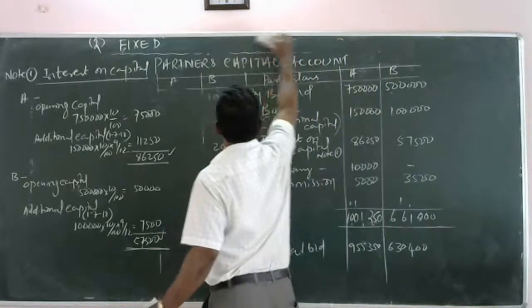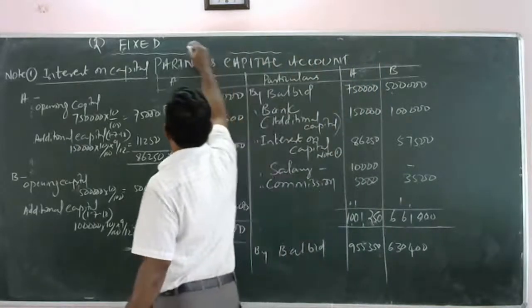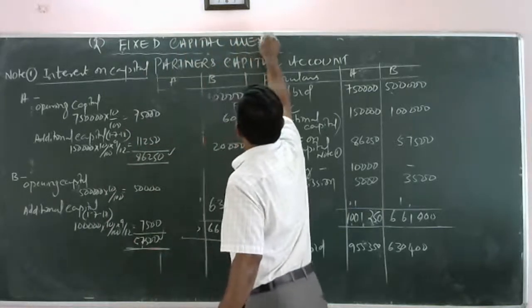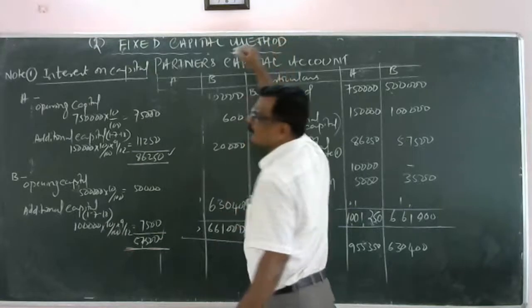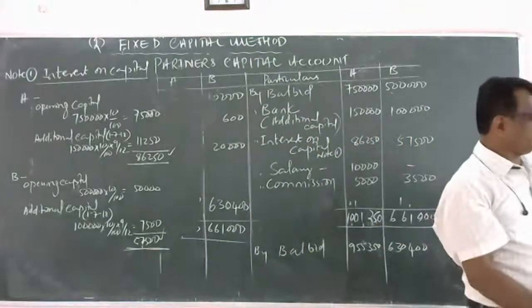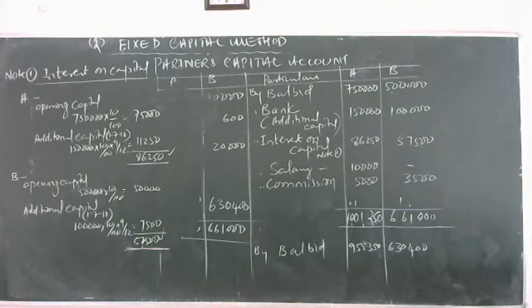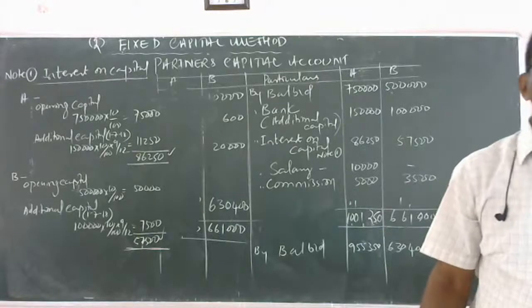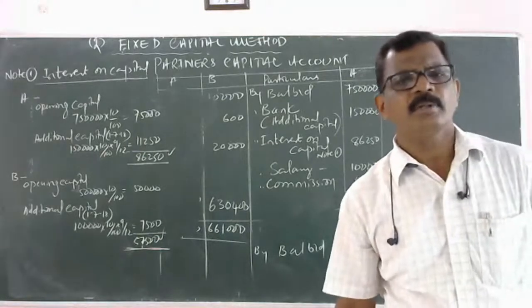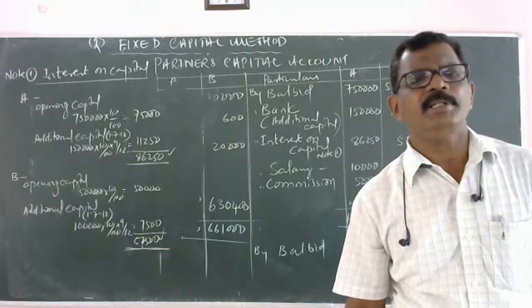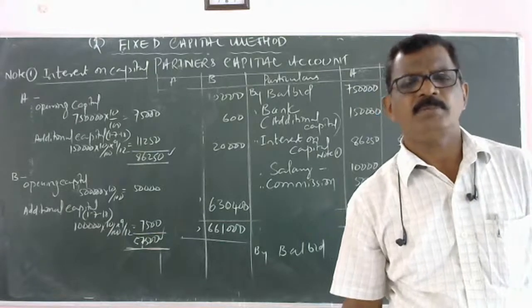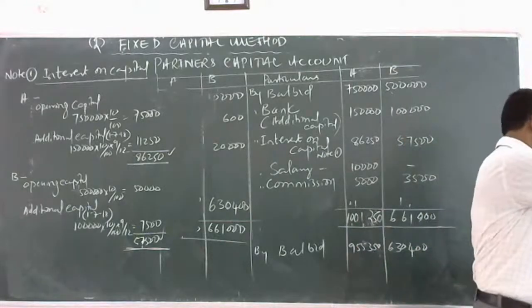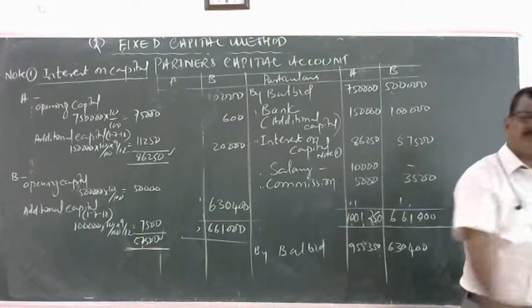As you already know, in the case of fixed capital method, two accounts are prepared. One is the capital account, another one is the partner's current account. The purpose of preparing the current account is that all the adjustments should be made in the current account itself. Therefore, under fixed capital method, two accounts are prepared, capital account and current account.